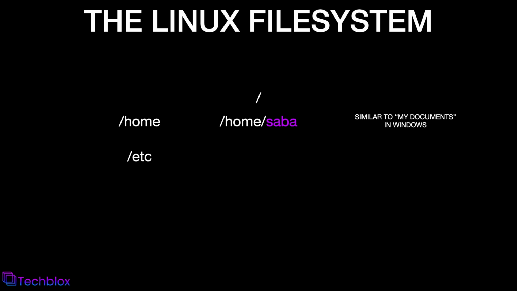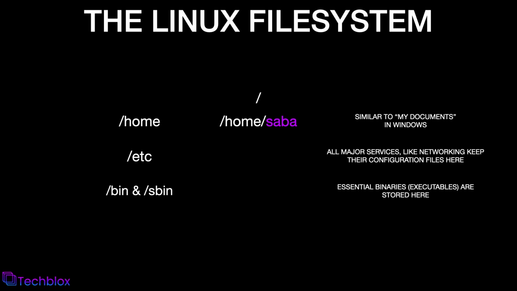Then there's etc. Some people also like to call it etc. This is where all major services like networking, user accounts, cron jobs, and more keep their config files. We also have bin and sbin. These contain essential libraries, executables if you may. Think of bin as a folder containing user level commands and sbin as system commands like shutdown or reboot and so on.